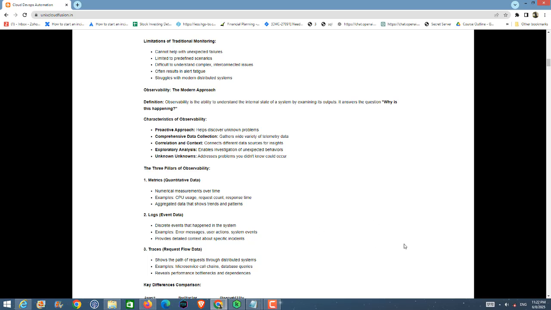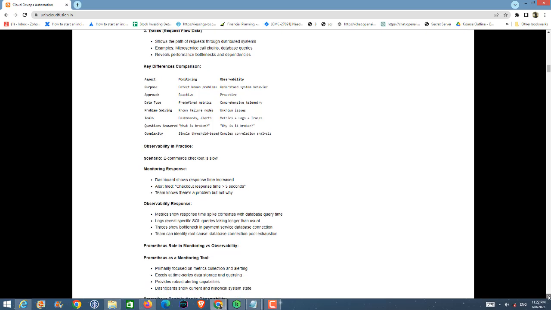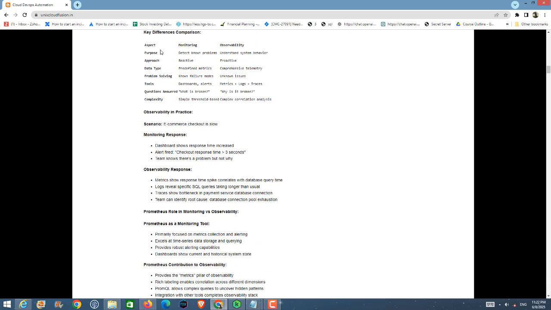Okay. Now, if you wanted to see a key difference, let's say we try to compare monitoring and observability. Okay, so this is how we can compare. Okay, so the purpose of monitoring is to detect the known problem, and observability is more towards understanding the system behavior. Okay, for the approach, traditional monitoring is reactive, while observability is proactive. Data type, it's predefined metrics, while observability always has comprehensive telemetry data.